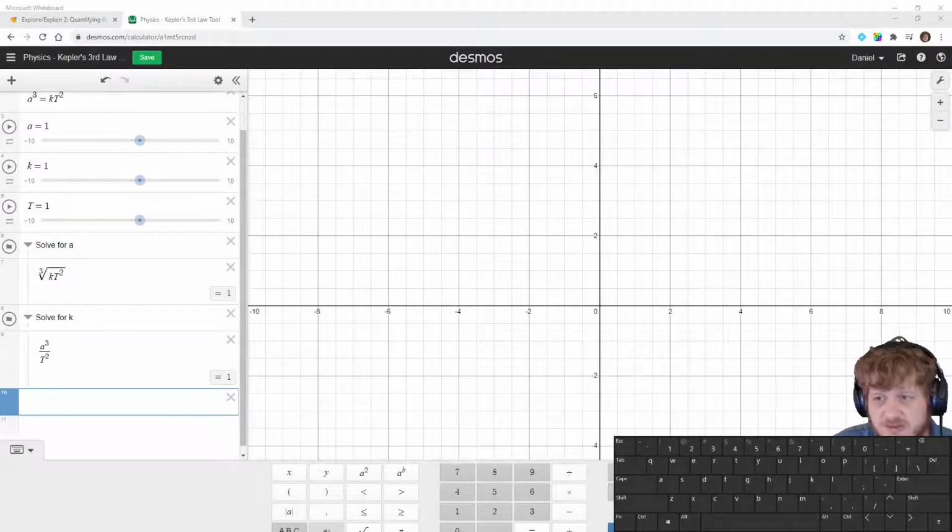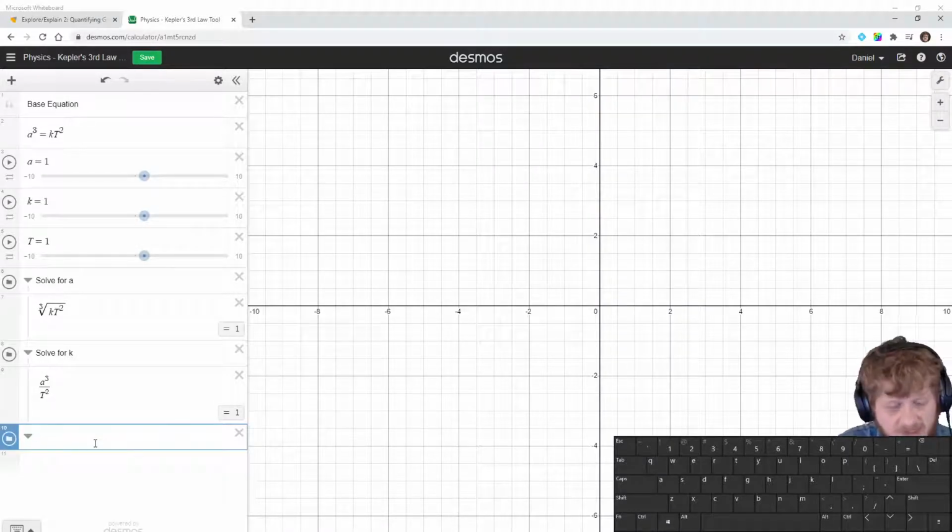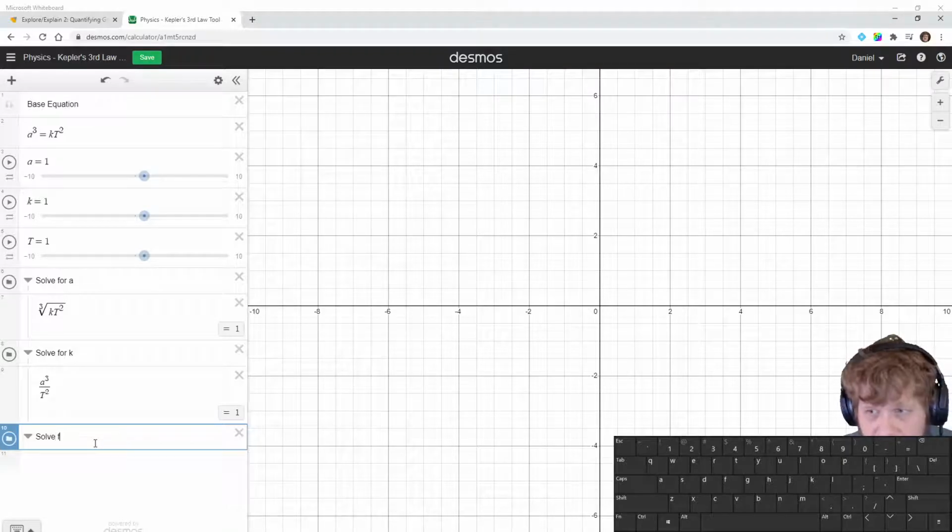And so we have that to solve for k. So if we had an a and a t, we could then do that to solve for k. And now let's do another folder to solve for our last thing, which is solve for t.